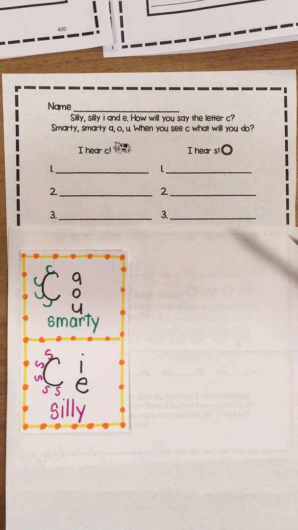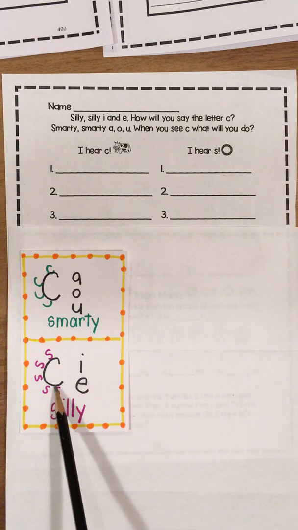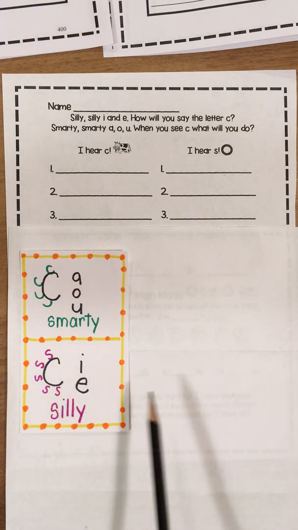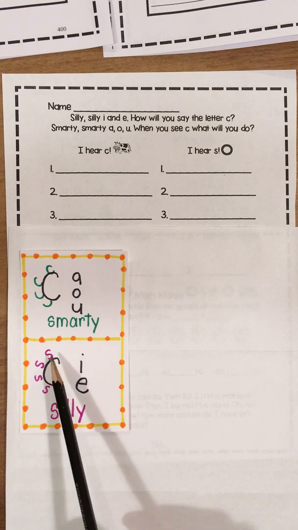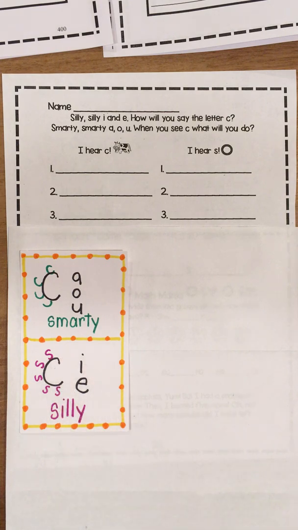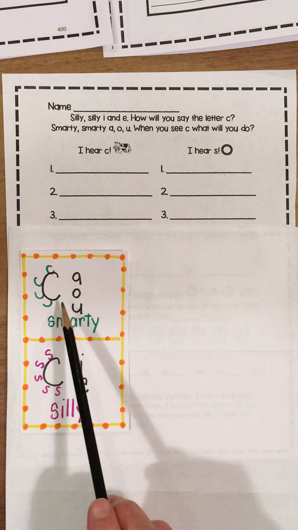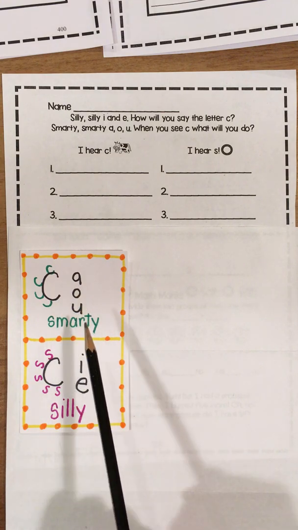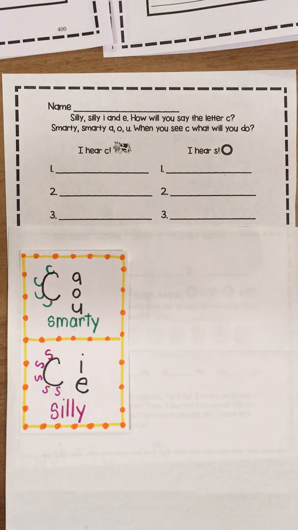Remember, silly, silly, I-N-E. How will you say the letter C? S. If you have a C with an I or an E right after it, it is going to be a silly C and make that S sound. Smarty, smarty, A-O-U. When you see C, what will you do? K. Remember, if you've got a C that's followed by an A, O, or U, it's a smarty C because it's making that K sound just like we think it should.